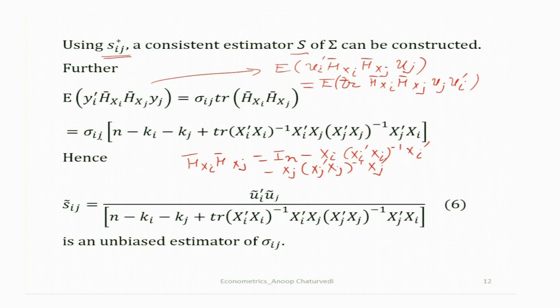And then an unbiased estimator of sigma_ij can be obtained as, say, S_ij tilde equal to u_i tilde transpose u_j tilde divided by n minus k_i minus k_j plus the trace of this term. And this is an unbiased estimator of sigma_ij.